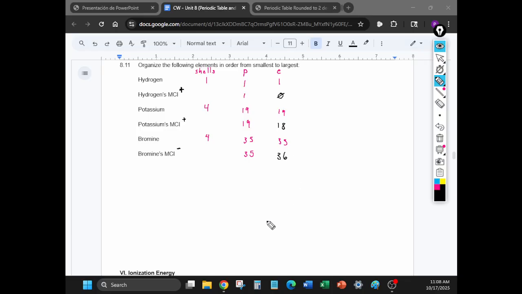Now we got to look at the shells because this is where things can get a little bit tricky. So let's start with hydrogen. Regular hydrogen has 1 shell and 1 electron. So if we go to H+, you lose an electron, so we have 0 electrons. If you have no electrons, how many shells do you have? Yeah, no shells. So automatically we can see H+ is going to be our smallest element. We are ranking them from smallest to largest, so our first answer is going to be H+. And we are done with that first one.